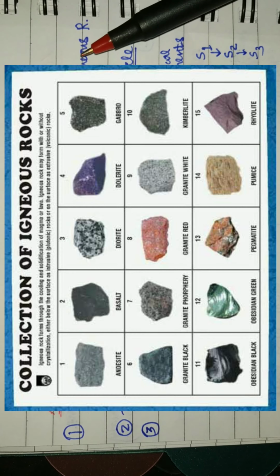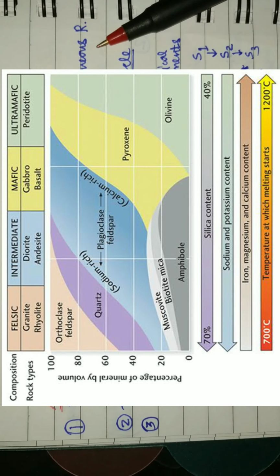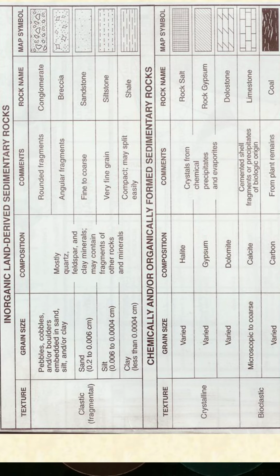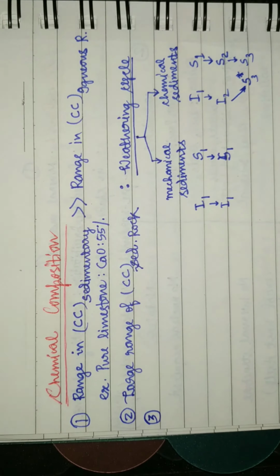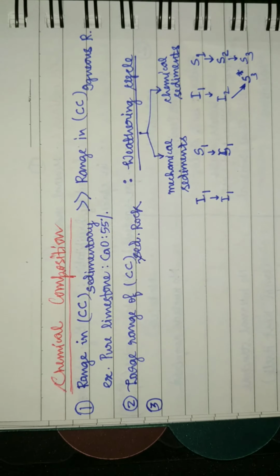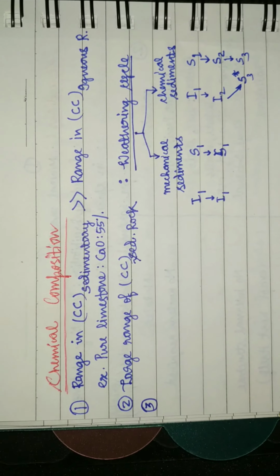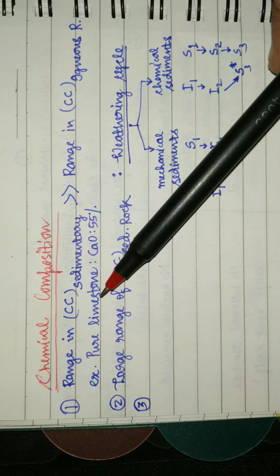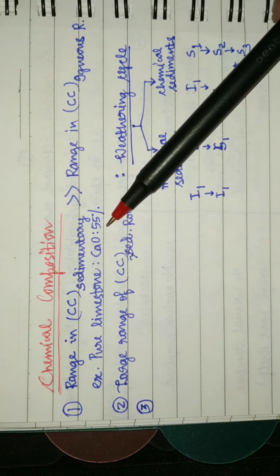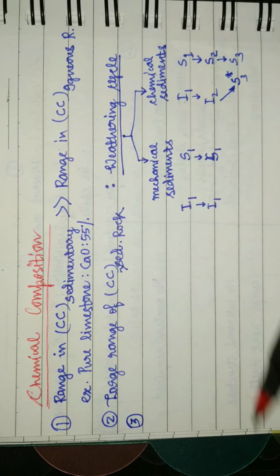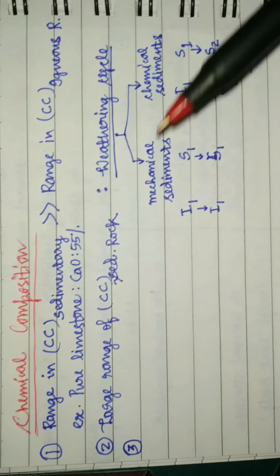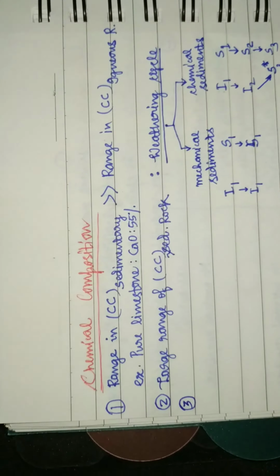the range in the chemical composition of igneous rocks. That means if you classify the sedimentary rocks, there would be more sedimentary rocks on this table and fewer if classified in the table of igneous rocks. For example, for limestone from 55%, there can be various variations in this CaO, calcium oxide, composition.